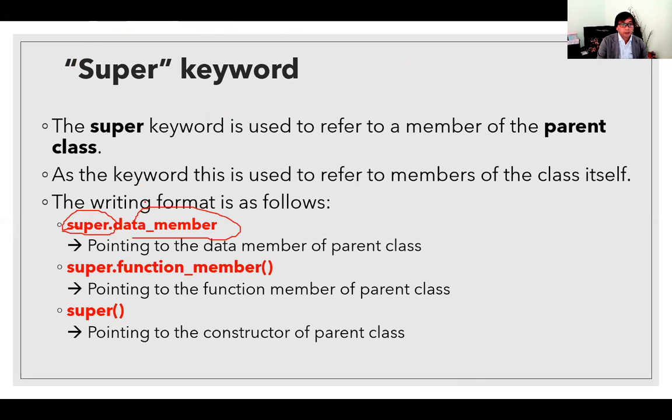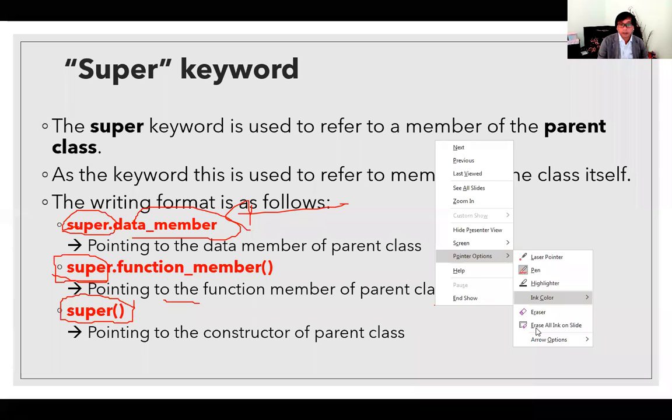It means that this kind of programming code will be referring to the parent's attribute. And if you have this kind of line of code, it means that you will be pointing to the function which is a member of the parent class. And when you find this kind of keyword, it means that you are pointing to the constructor of the parent class. So please keep this in mind.